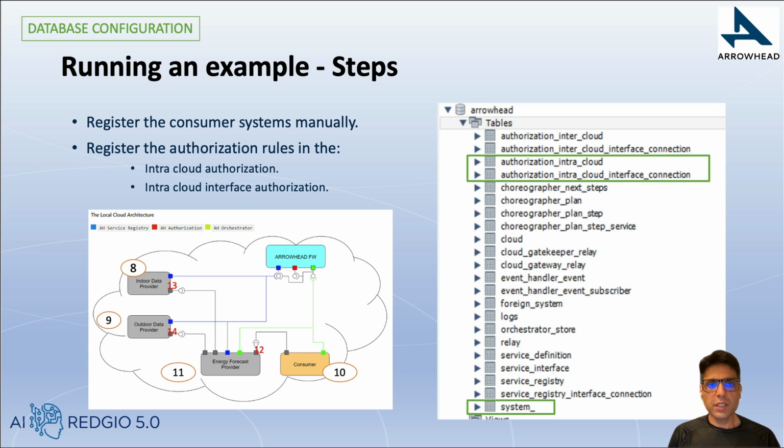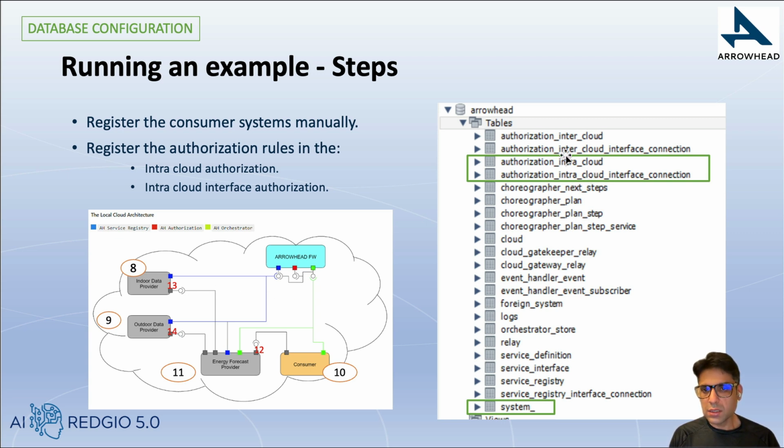As we discussed earlier in the previous video for deployment of a provider system, in case we have three provider systems or a single provider system, that doesn't matter, and a consumer system and mandatory core systems, which are service registry, orchestration, and authorization core systems, we need to first assign the authorization rules for the intra-cloud communication between the provider system and the consumer system.